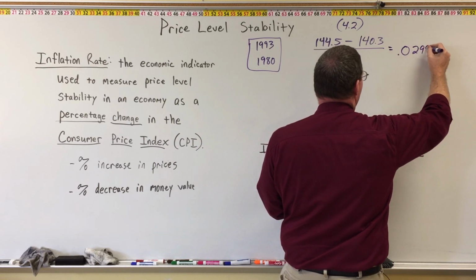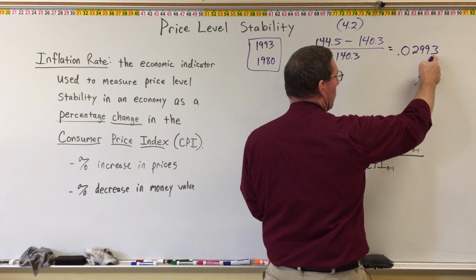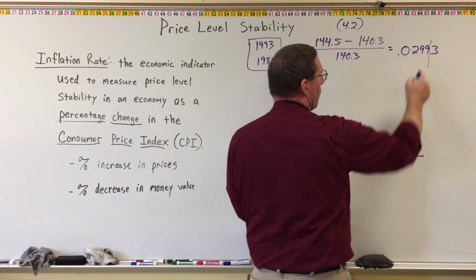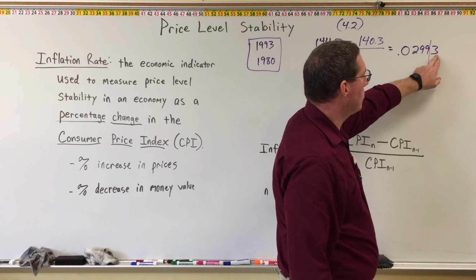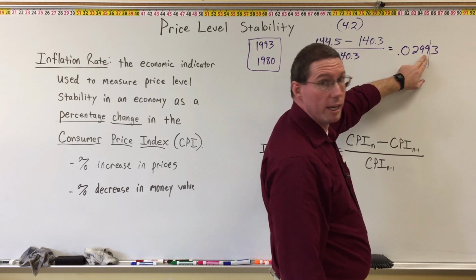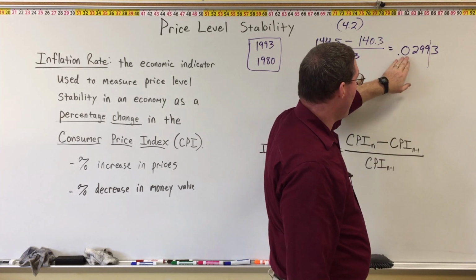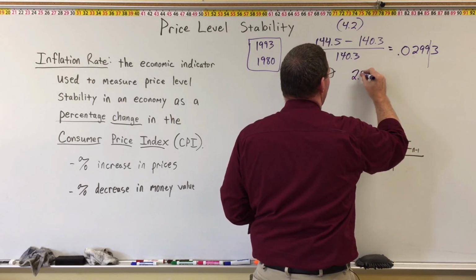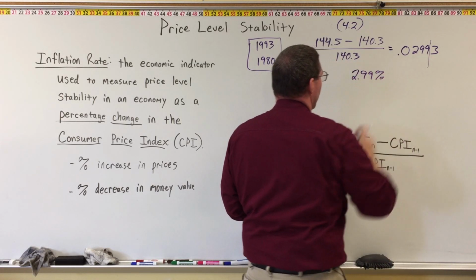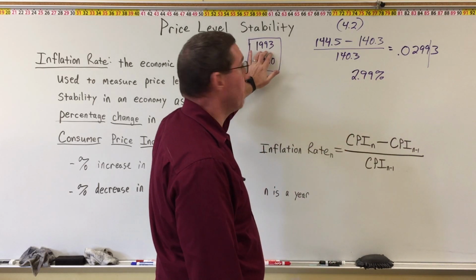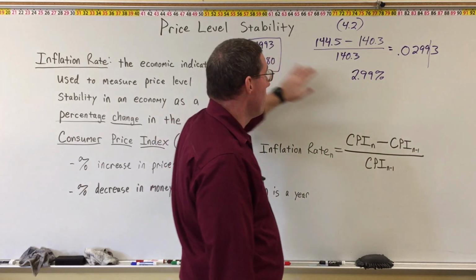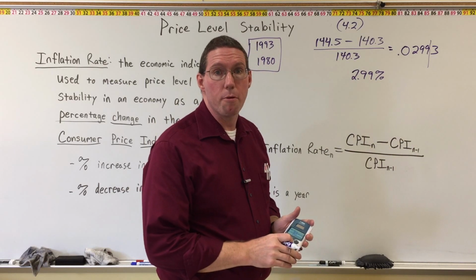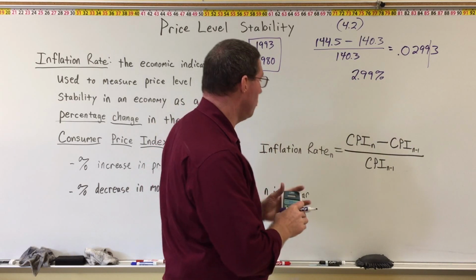0.02993. Okay? And the only reason we put the 3 there is to round off the next number. This is saying round down. Now round down means don't change the number. So really what we have is 0.0299. Turn that into a percentage, and we get 2.99%. And so 1993, the inflation rate for 1993 was 2.99%. Okay? Now let's go ahead and do 1980.